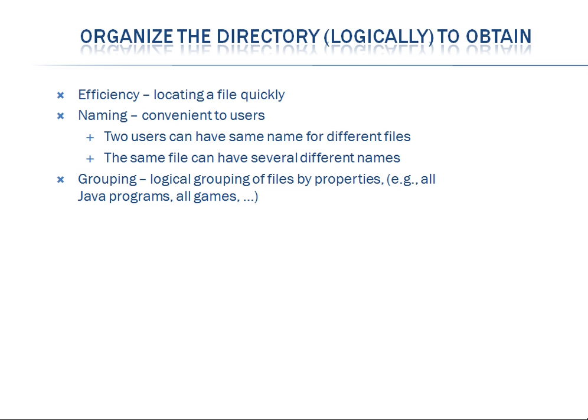Now here we can use grouping. Grouping is logical grouping of files by properties. For example, all Java programs, all game programs in one directory. You are just grouping them by their properties.